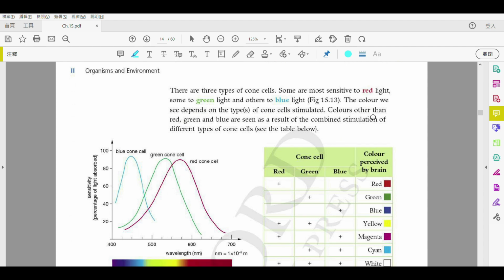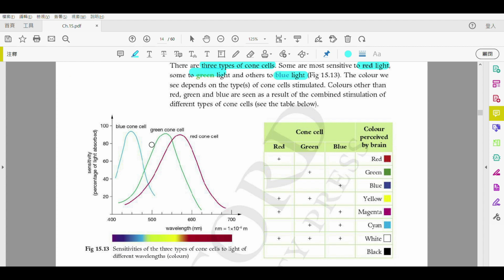Okay, so there are three types of cone cells. 有三種類型嘅 and these three colors, if you study arts, you will know very well, because these three are the, I don't really know the professional word, but they are like the three original colors, 好似三原色咁樣啦。And then the three colors are red, green, and blue. Alright, so we need to know that they are like different cone. Okay, so let's look at this one.